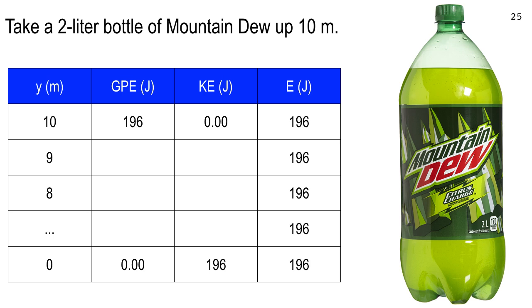kinetic. So these two numbers here at level 9 meters, there's going to be a number here that's less than 196. And there's going to be a number here for kinetic energy, and it's going to be greater than 0 because you're moving now. And in fact, you're all kinetic energy by the time you get down to the very bottom.